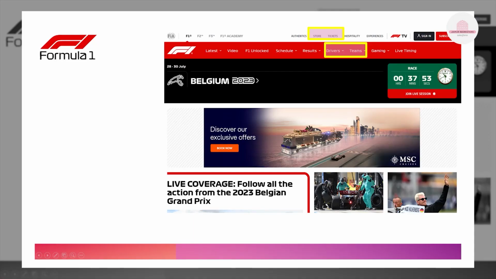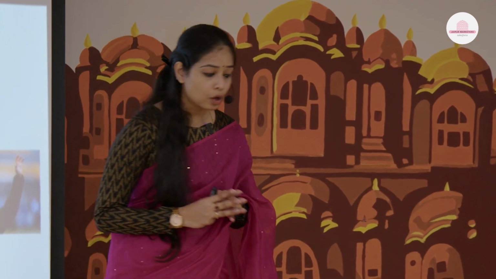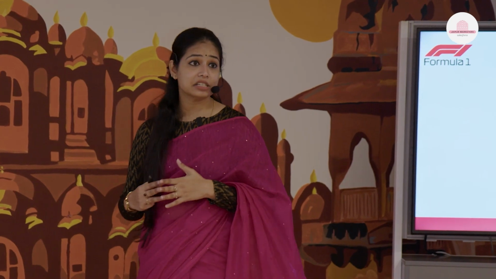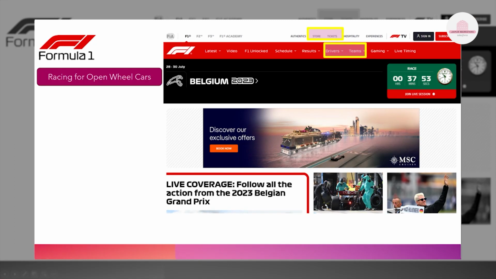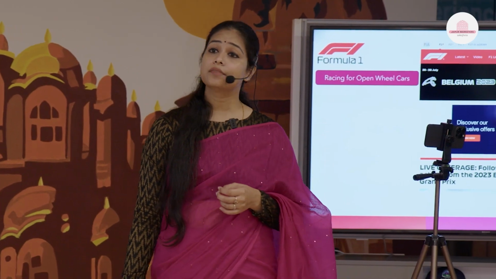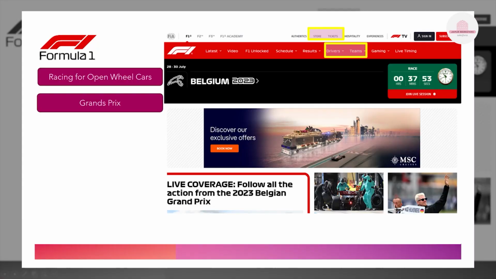F1, Formula 1. I believe the name would have been heard by almost everyone here, right? Maybe in the form of Formula 1 hotels, Formula 1 races, or somewhere or the other, you must have heard this name. For those who do not know, Formula 1 is an internationally recognized company known for its racing events for open-wheel cars. They conduct events around the globe, which are racing events, and they are called Grand Prix.